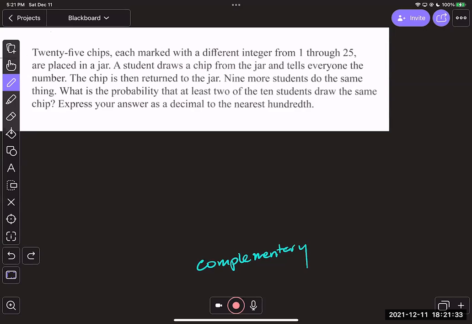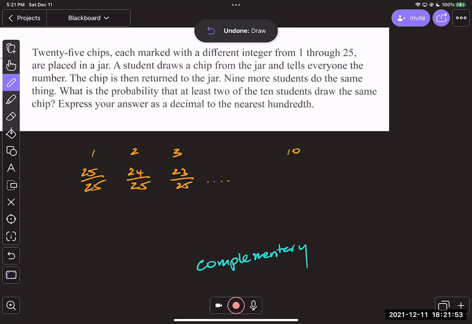Yeah. So as you move on, person number 1 has a 25 out of 25 chance to stay alive. Person number 2 has a 24 out of 25. Person 3 has 23 out of 25. And all the way down, right? Because each time they're picking from 25 total chips, there is replacement here. So all the way down to person number 10, what is the chance that person number 10 draws a unique chip then? 16 out of 25.